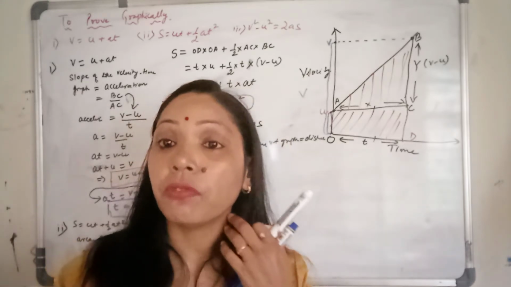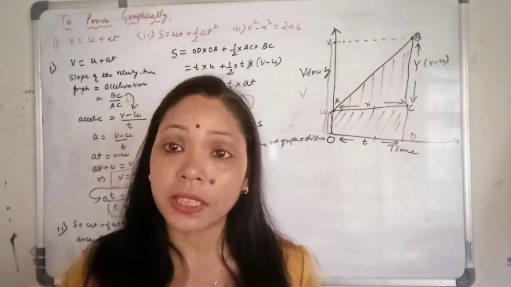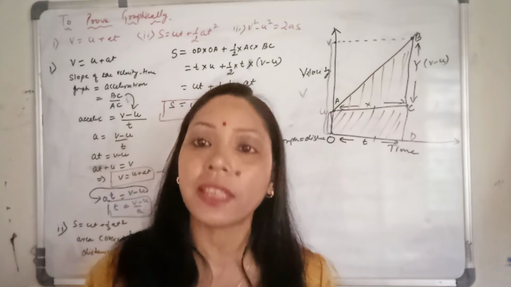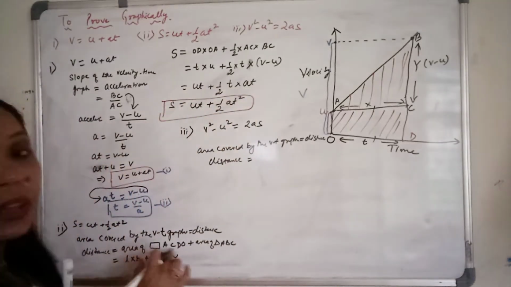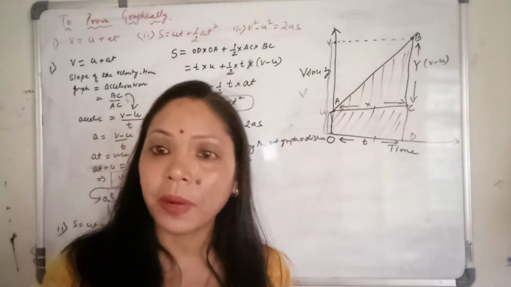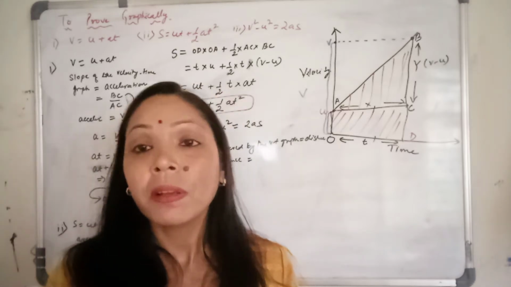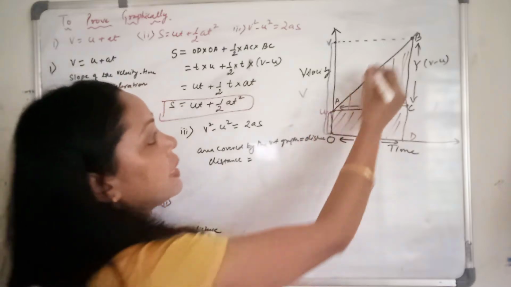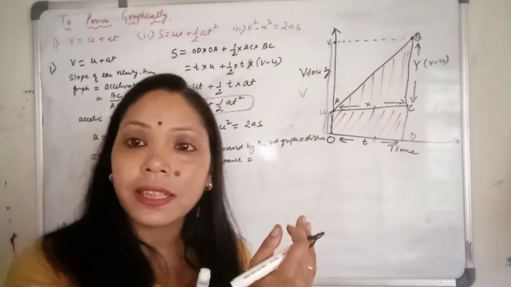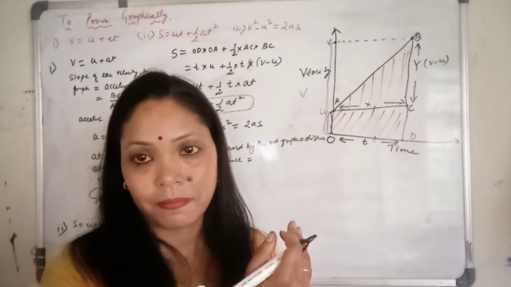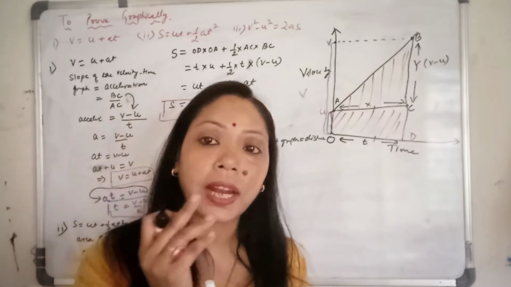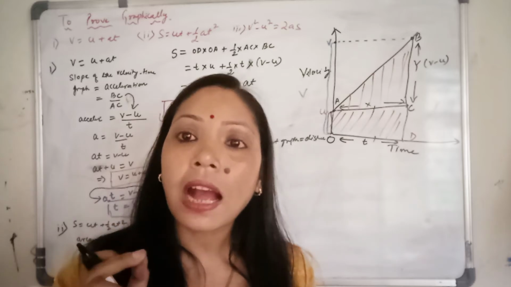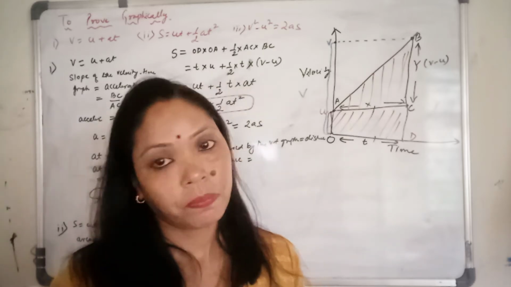Now you can ask me, we can take again area of triangle plus area of rectangle, then again we will get the same equation. Exactly, we will get the same equation if we divide into the two parts, that is area of rectangle plus area of triangle. But here we are going to use a different figure. If you see in the figure, this one also represents a trapezium. Now, to find the third equation of motion, we are going to use area of trapezium.